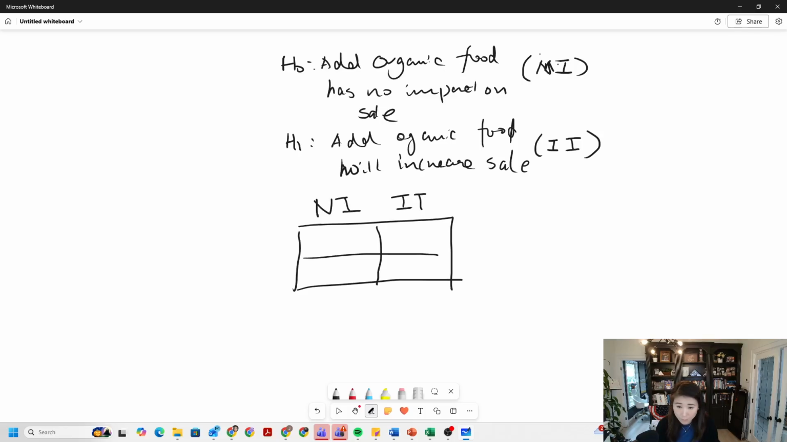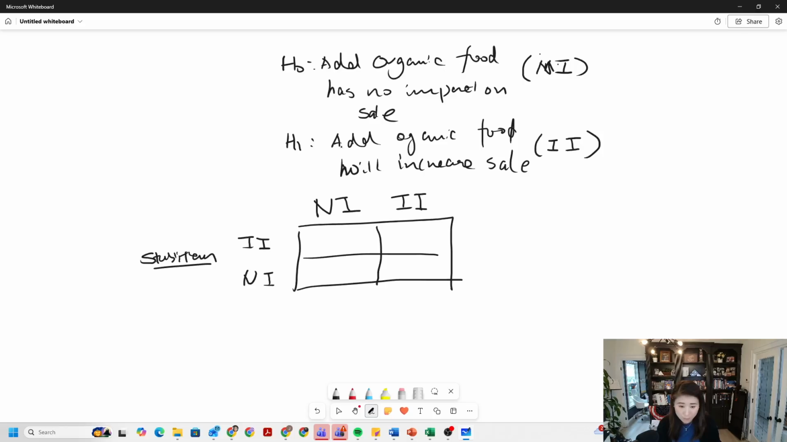The alternative will be it does have impact, the increasing impact, right? Increasing sales. And then we're going to make a decision. So let's see, we have a statistician who runs some kind of tests. First of all, they might reject no impact to determine, hey, we do have impact. But the statistician can run the test and find, hey, there's no impact.